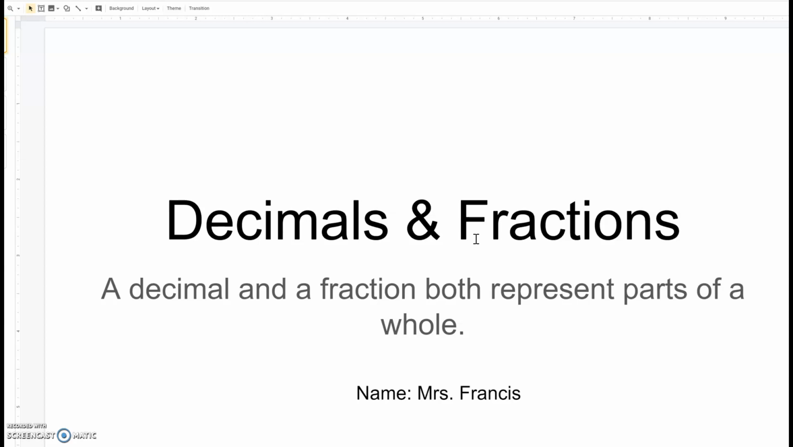You're going to find that the information in this lesson is going to be reviewed in your MobyMax lessons that you're going to complete on Wednesday and Friday. Today's lesson is going to go through how to convert a fraction to a decimal, and these fractions are going to be specifically tenths, hundredths, thousandths.